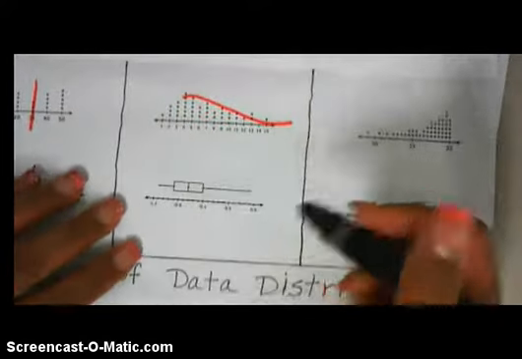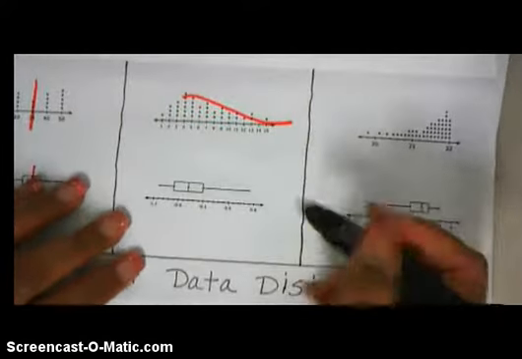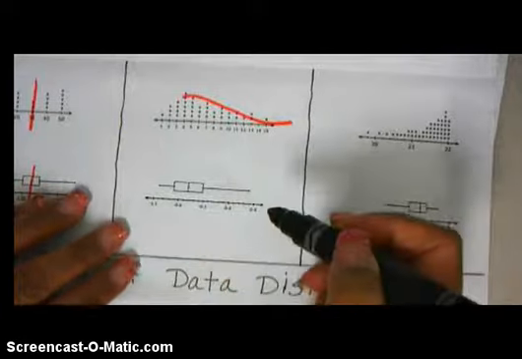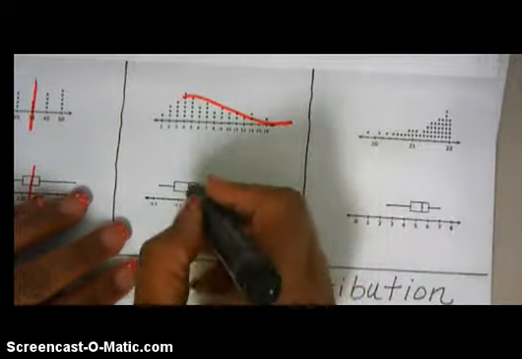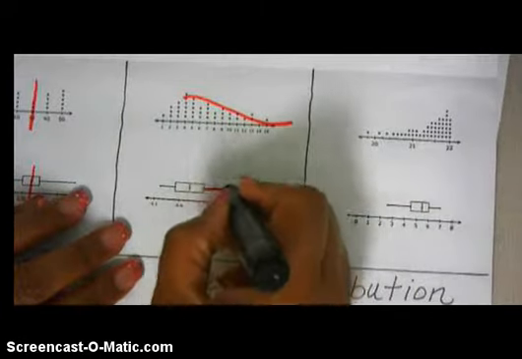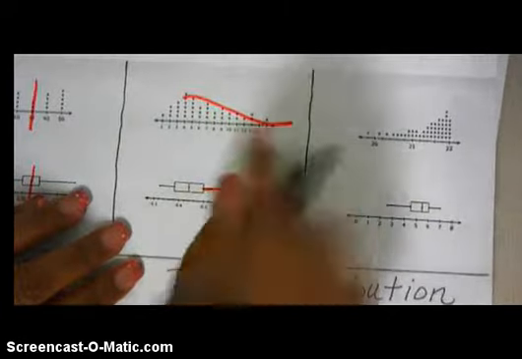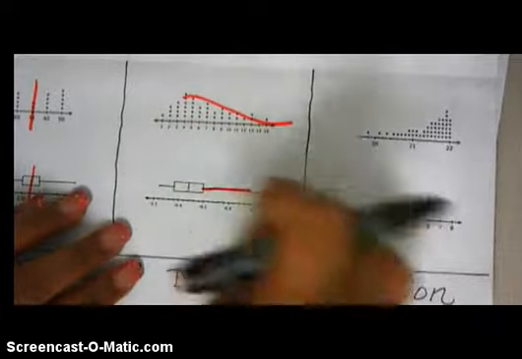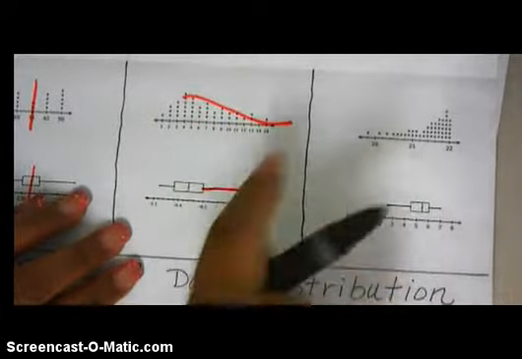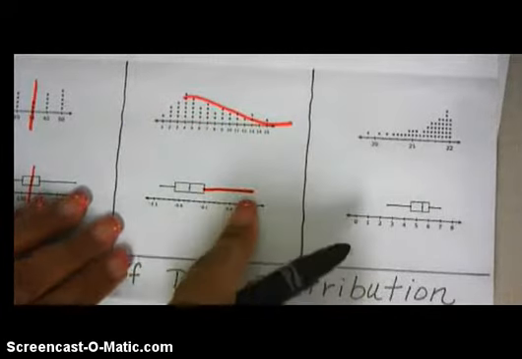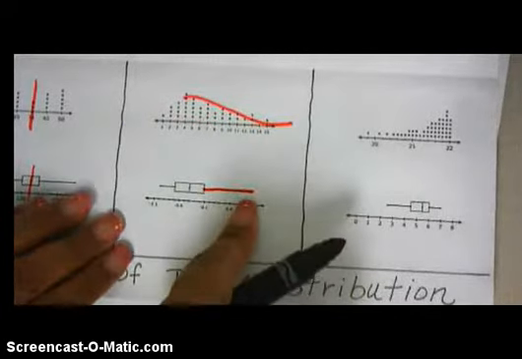Take a look at the box plot. Can you identify why this box plot is skewed to the right? You should have noticed that the right whisker is a lot longer than the left whisker. So I'm pulling the whisker on the right side, therefore it is skewed right.